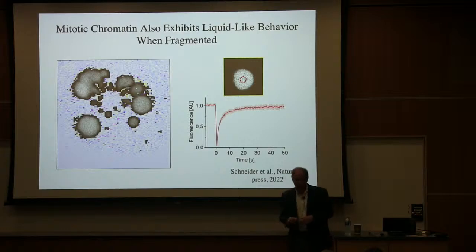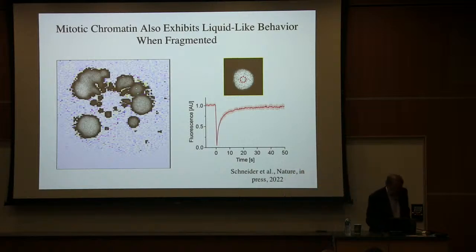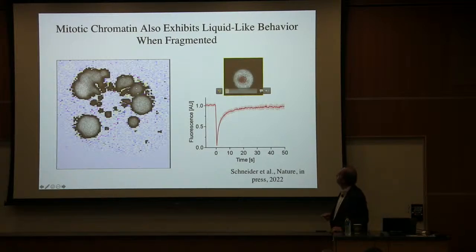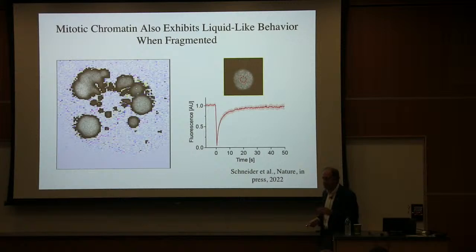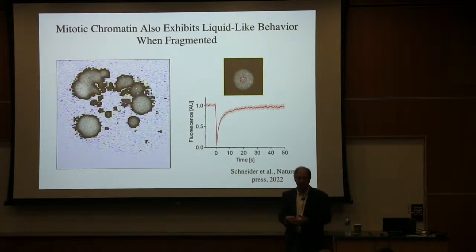And moreover, if you photobleach one of these droplets, you can see the movie here and the data below it, you bleach and the recovery occurs very fast. You can see the quantification here. In roughly 10 seconds, you basically fill in the bleach spot. So I think it's very clear that once you chop up the chromatin, at least in mitotic cells, you create a liquid-like structure.